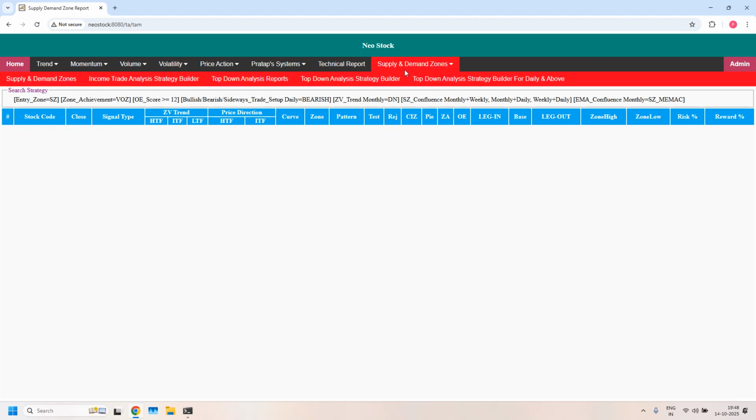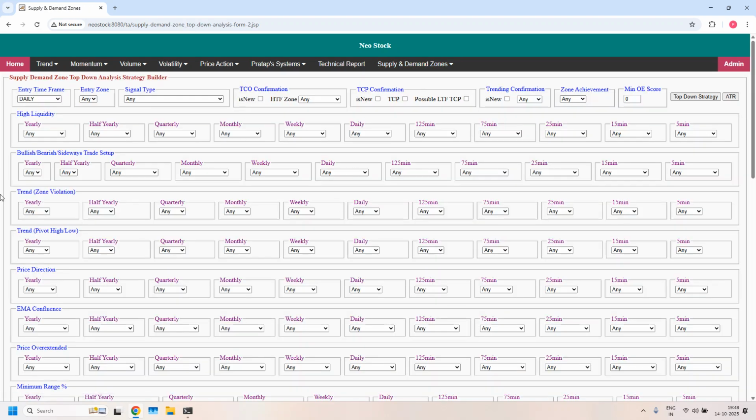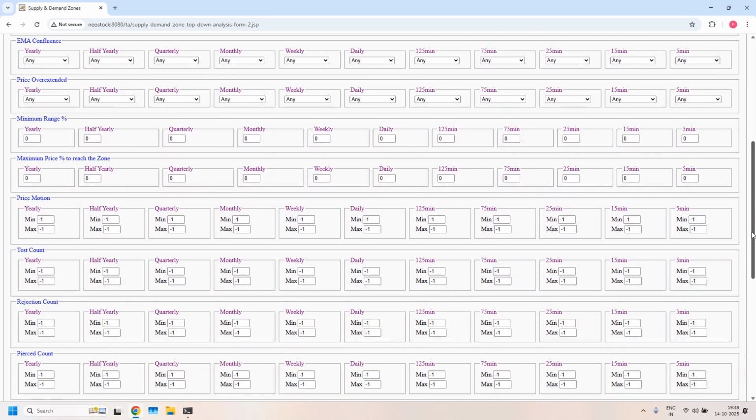Next, I will generate the weekly income trade reports. First, weekly income trade sideways long trade setup, entry time frame 75 minutes, entry zone demand zone, bullish or bearish or sideways at 75 minutes. I am selecting sideways long, zone achievement VOZ, minimum order enhance score 11 for sideways, and the 75 minutes demand zone should not be pierced.